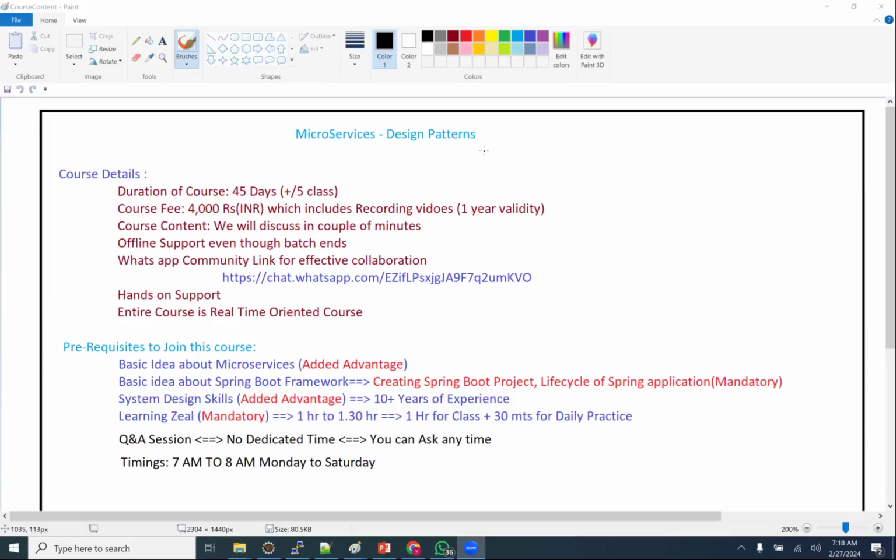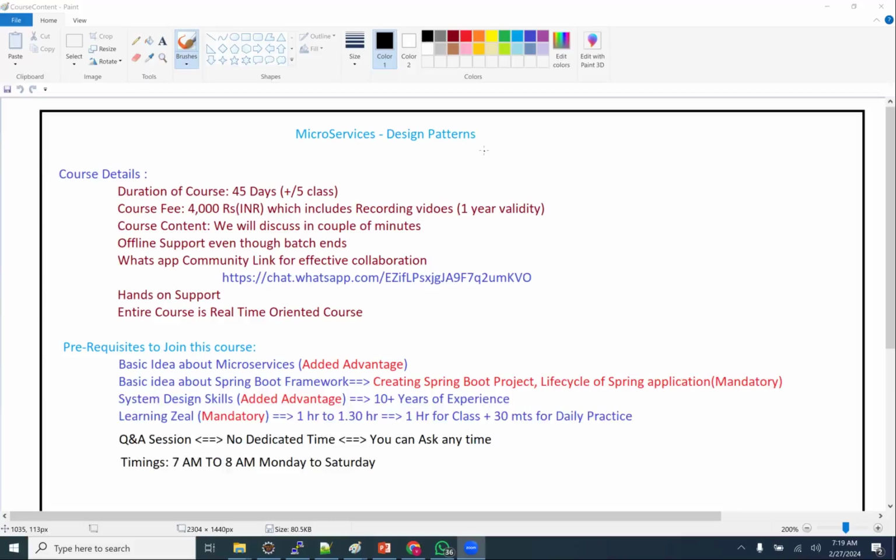Next one is system design skills. If anyone has 10+ years of experience and has system designing skills, it's an added advantage. Think of constructing a house. If you have already constructed a few houses, you will have a clear picture. The first time, you learn what mistakes you made; the second and third time give you a learning curve. Similarly, with 10 years of experience, in the fourth year you learn something, in the sixth year something, in the eighth year something. Designing skills are an added advantage.